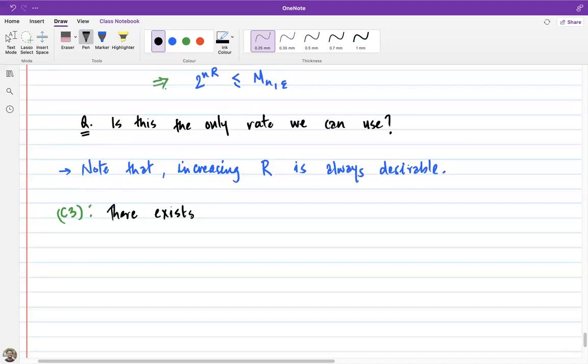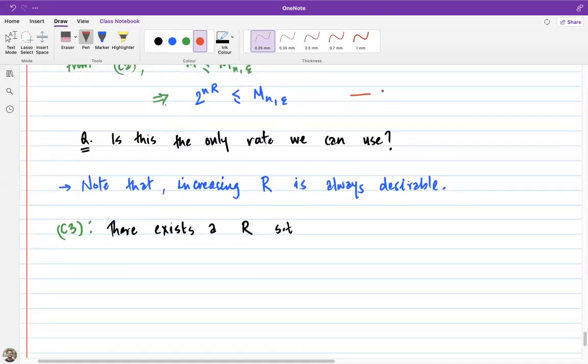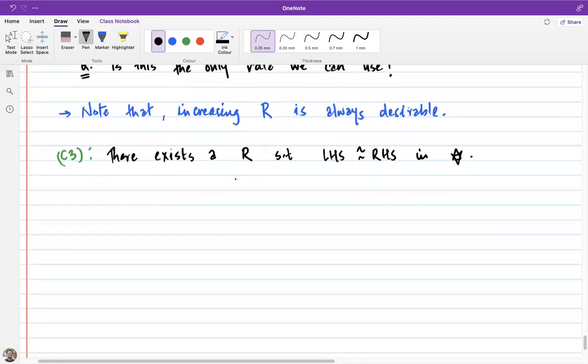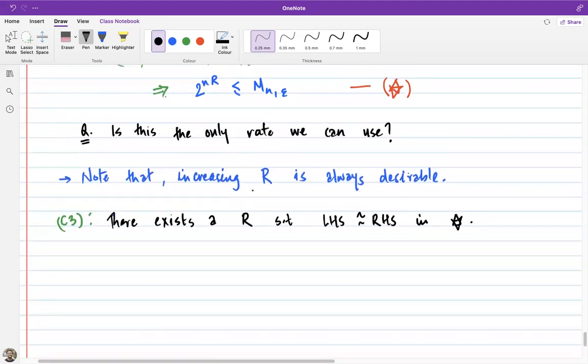There exists an R, let me call this star, such that LHS is almost equal to RHS. Okay. And we will basically try to characterize this R mathematically.